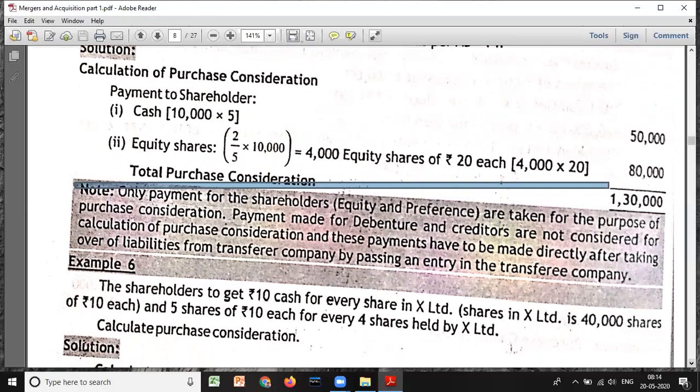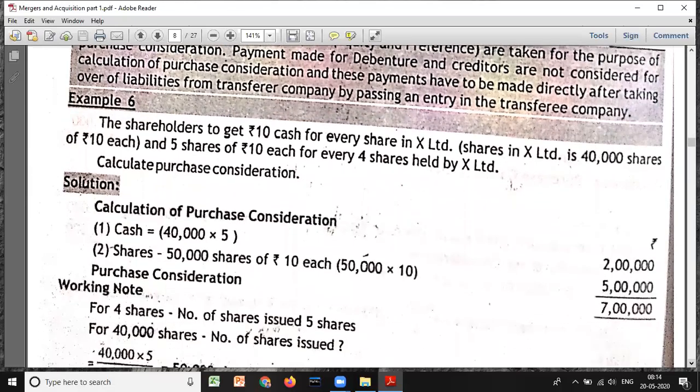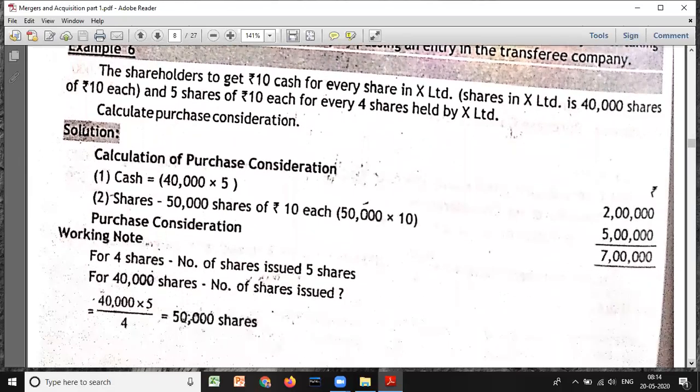The next one, question number 6. The shareholders get rupees 10 cash for every share in X Limited. We don't know the number of shares, we'll see. And shares in X Limited is, look at here, they have given shares in X Limited is 40,000. So for every one share, they will be paying 10 rupees. So 40,000 into 10, it will be 4 lakh. Okay, 40,000 shares of rupees 10 each.